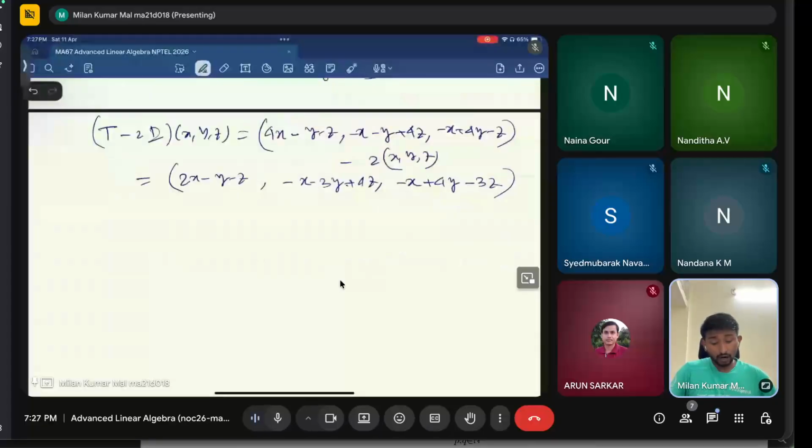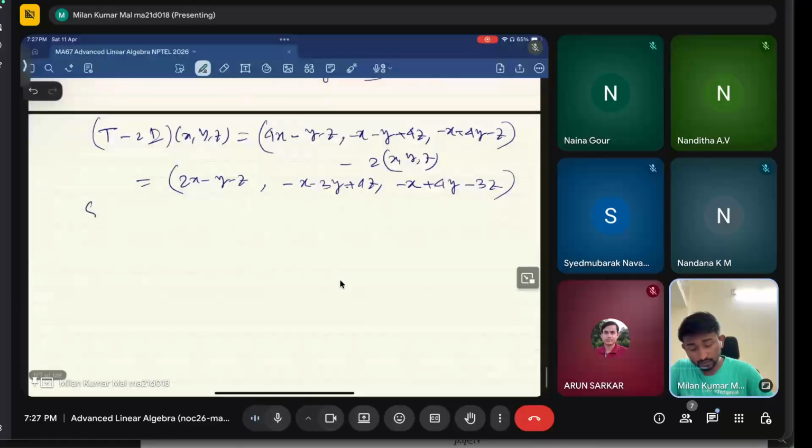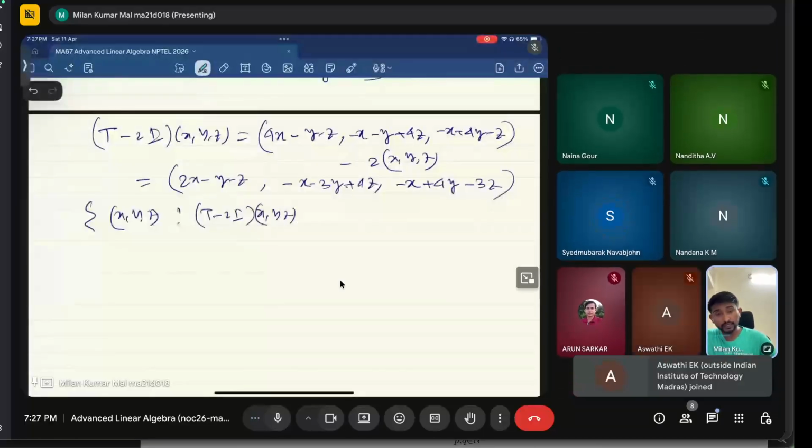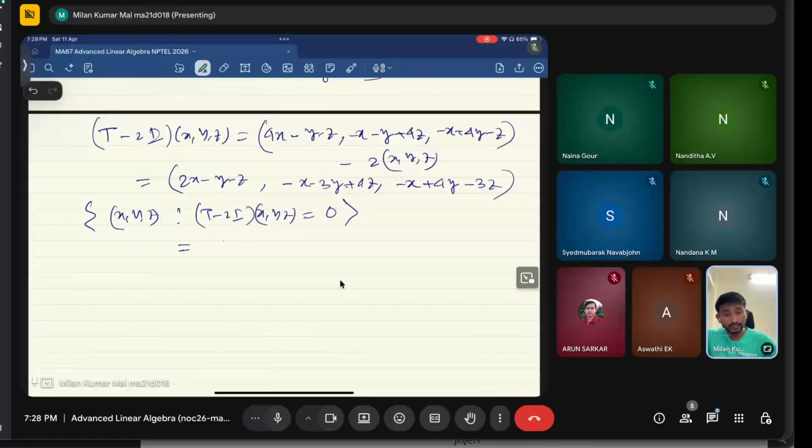So I need the orthogonal projection. So let's find what is x, y, z such that (T minus 2I)(x, y, z) equals 0. So this will be equal to all those x, y, z for which this matrix equation happens. Okay, so then what is the solution of this?